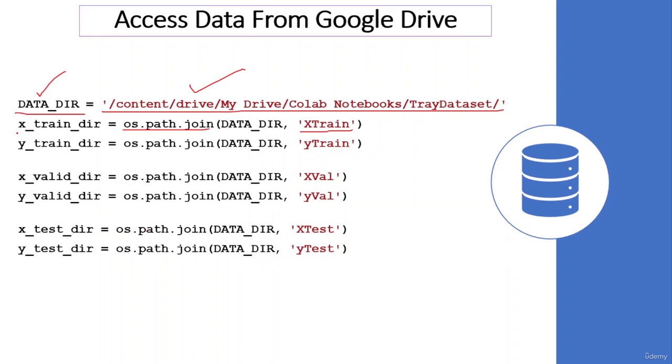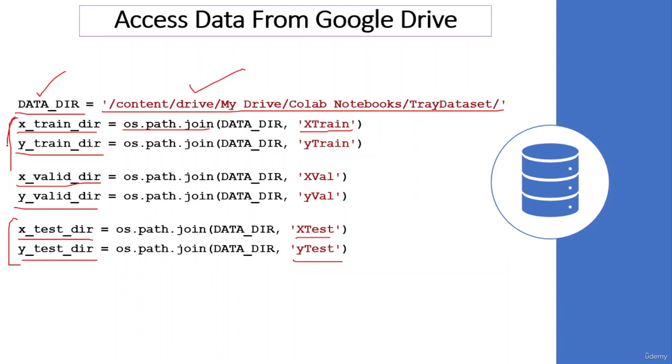So the xtrain directory basically consists of the full path of the xtrain folder, and similarly the ytrain directory, the xvalidation directory and the yvalidation directory, and finally the test dataset: the x test directory that consists of the original images and the y test directory that consists of the segmentation masks. So here we have the paths of the 6 folders inside our Google Drive.